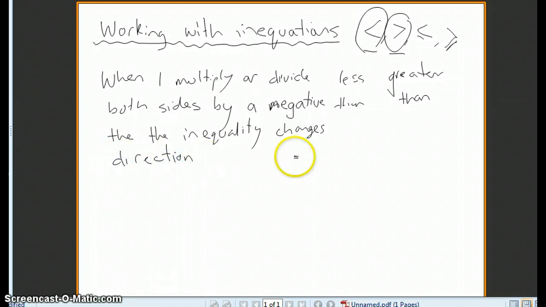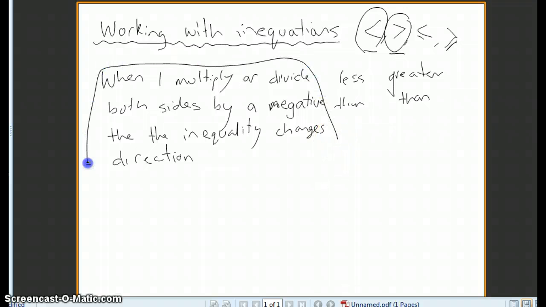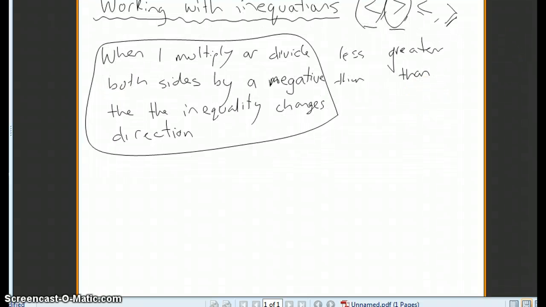Okay, so for this subtopic, you have to remember that statement. When I multiply or divide by a negative, the inequality changes direction, right? From a less than to a greater than, or a greater than to a less than. Here's an example.